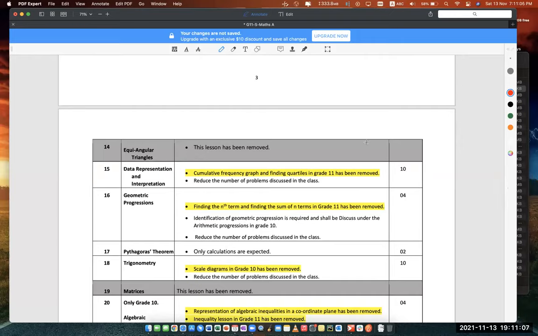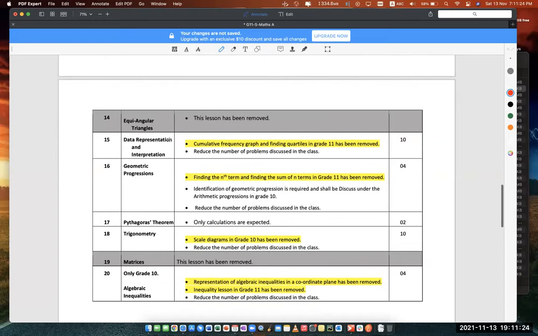The entire section is removed. So the theory based on equiangular triangles is not there. You can just cross out the entire lesson. No equiangular triangles. Those ratios and everything will not be there. Equiangular triangle is entirely removed.